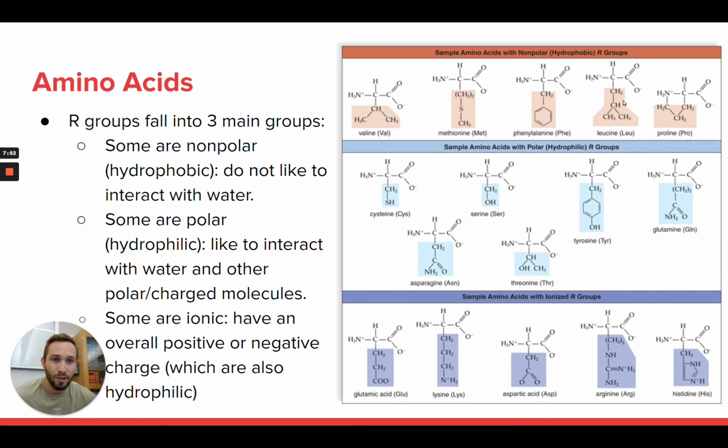Like this one, if I looked at this R group right here for leucine, and that's the name of this amino acid, I found its R group. If I look at this R group, it's just a bunch of hydrocarbons. So I would know that this is a non-polar amino acid, which is hydrophobic. It's not going to like water. Anyway, those are the different amino acids.